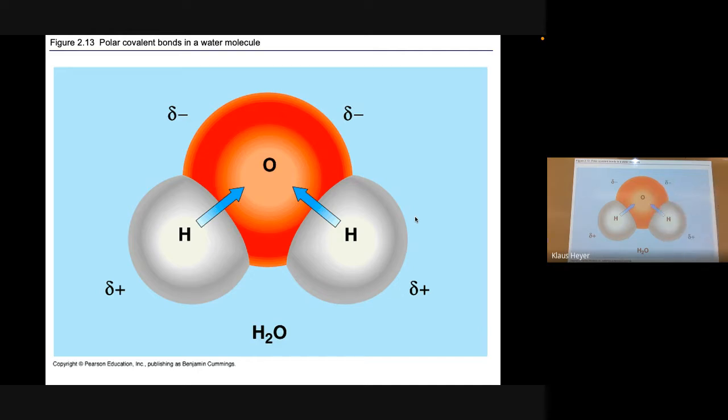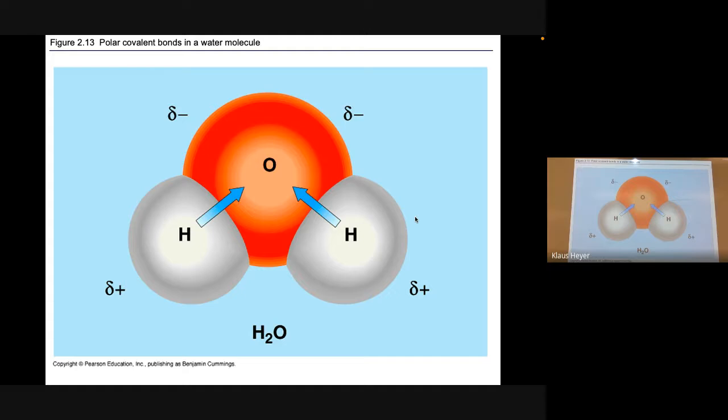And so these are polar covalent bonds. Simply put, they're not sharing their electrons equally. They're still sharing, just not equally. That's a polar covalent bond. You're pretty much only going to see it here with oxygen and hydrogen. That's a polar covalent bond.